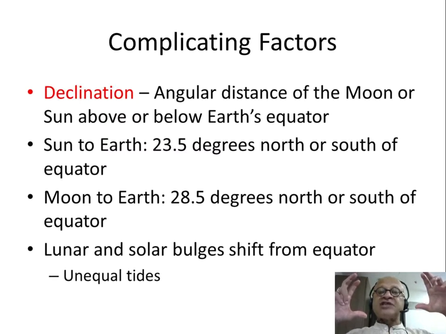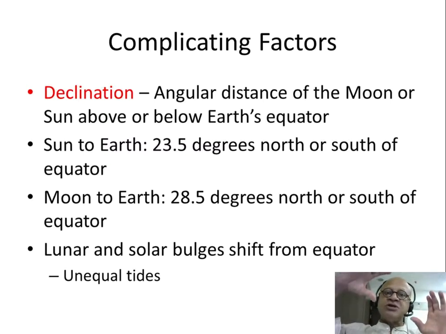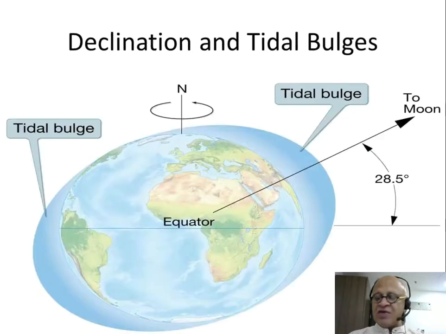And if we still stick to the aquaplanet and assume all the continents are sunk and only water is being forced by the tidal forces, then we will just move the bulges to align with the moon's position, right? So the lunar and solar bulges are going to shift from the equator, and they are going to begin to produce unequal tides. So this is how it's going to work.